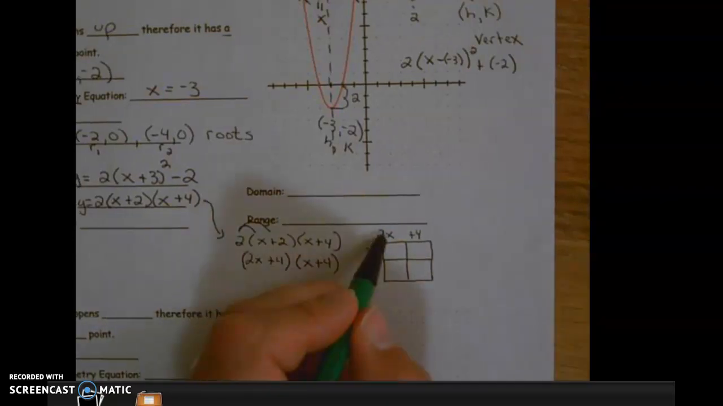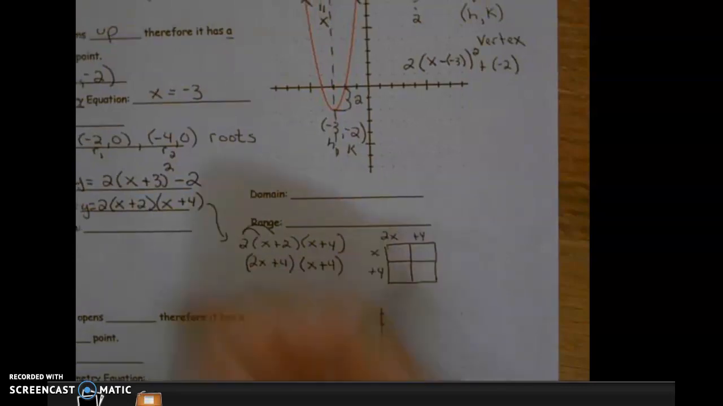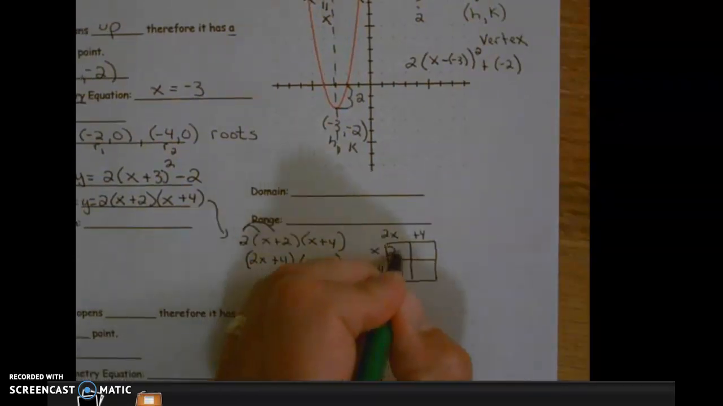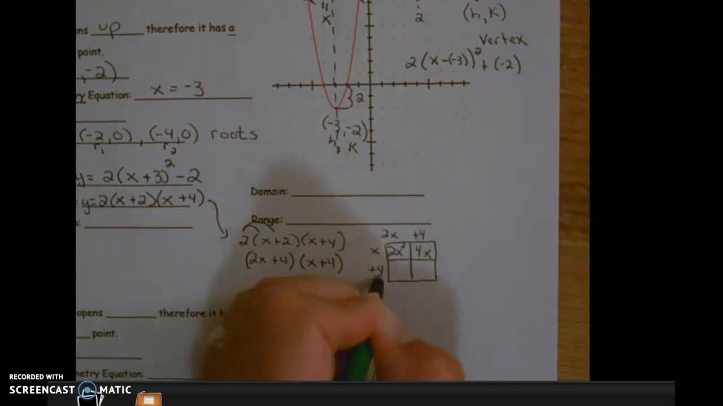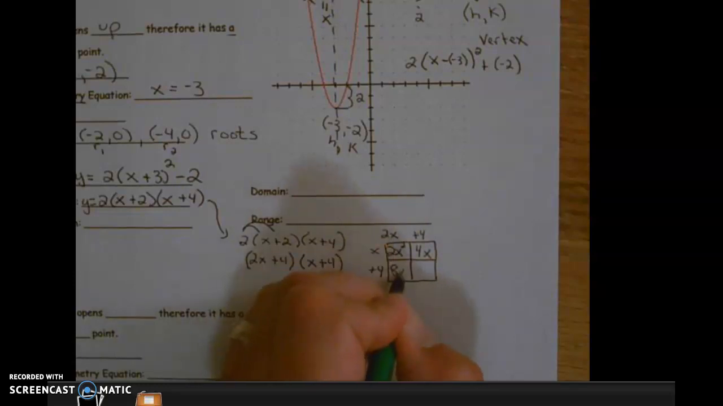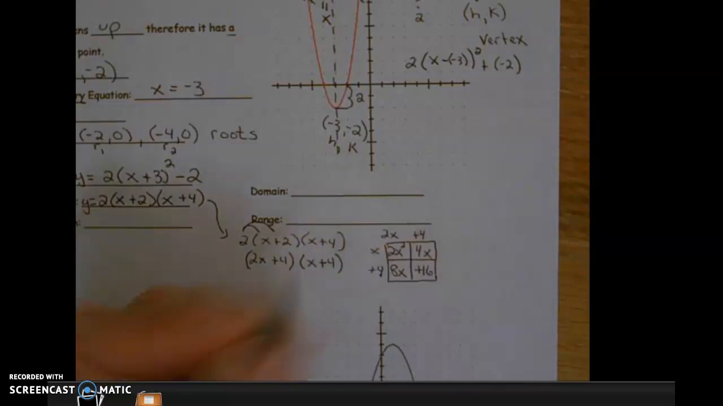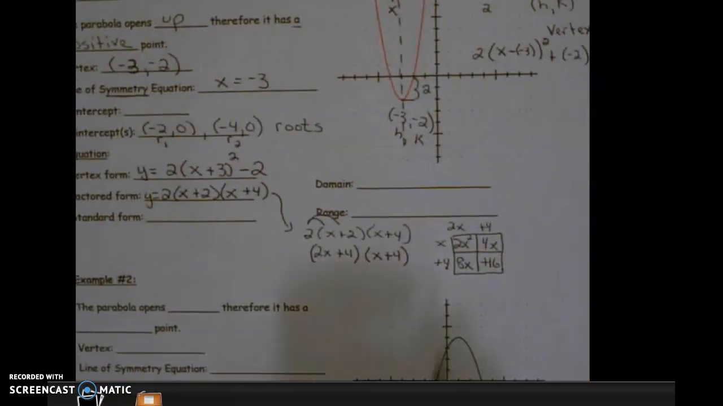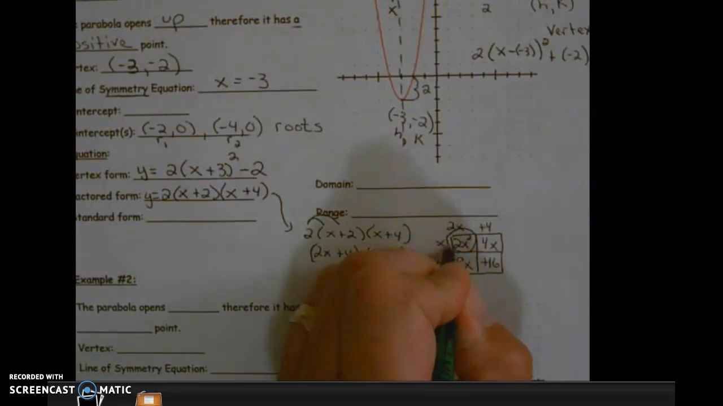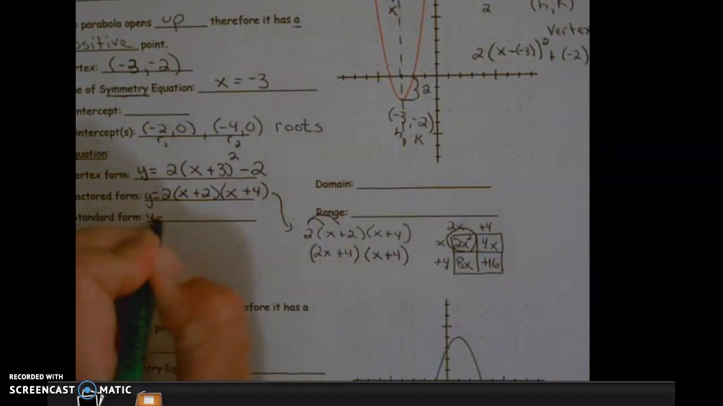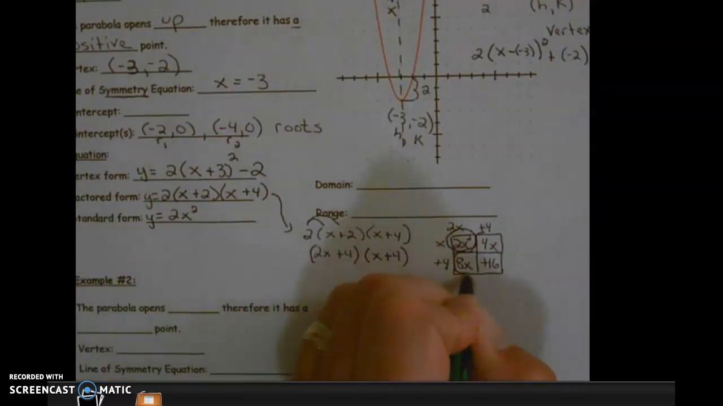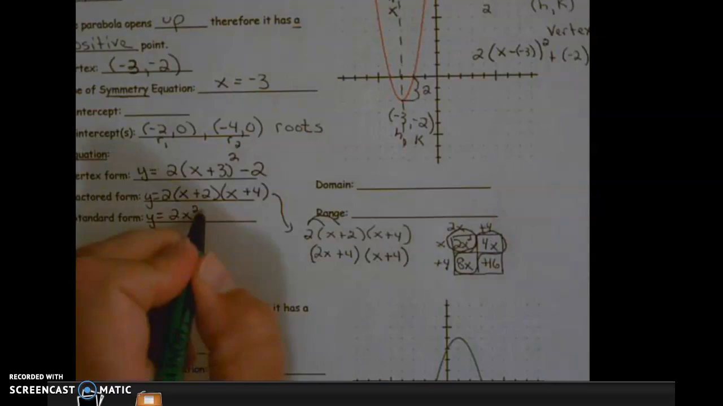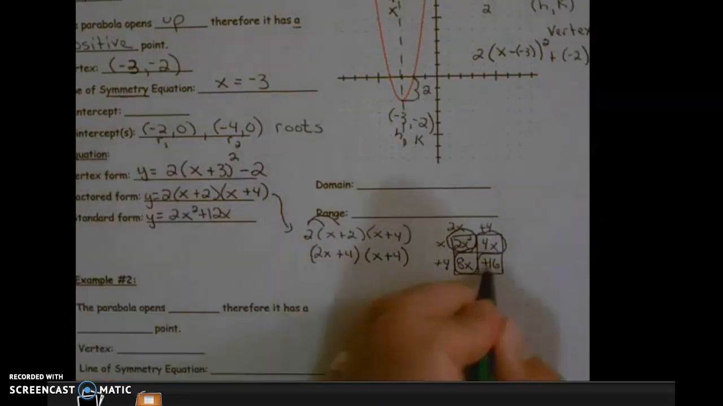Filling in the boxes, we're multiplying. So 2x times x, and 4 times 2x is 8x, and 4 times 4 is 16. All right, now we're ready to write it in standard form. So here is your x squared term. Combine like terms, 8x plus 4x is 12x plus 16.